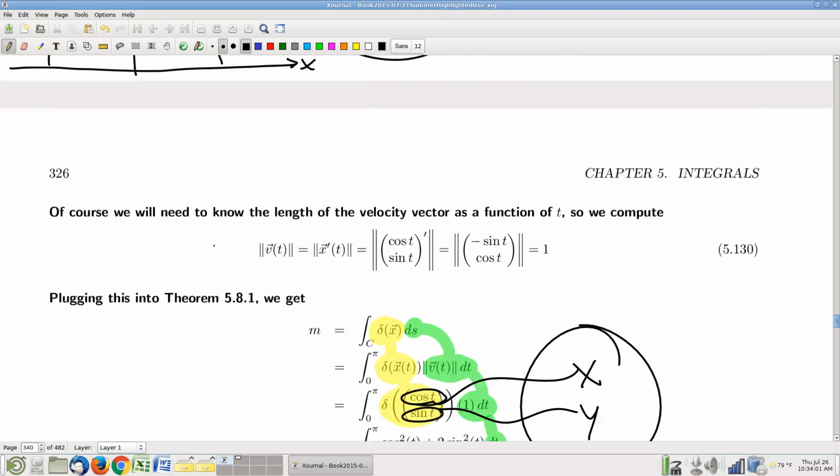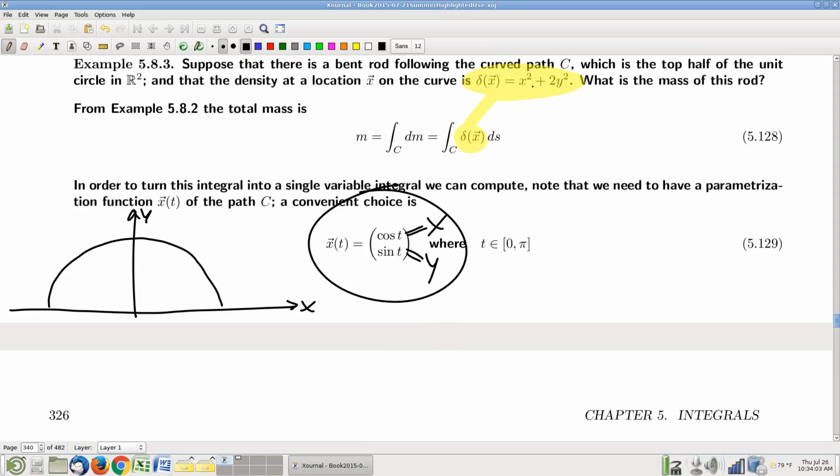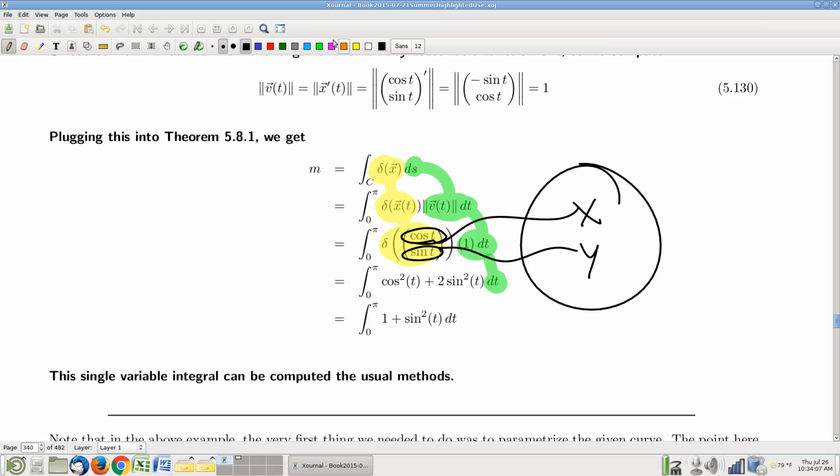Okay, so let's see here now. Our function, it's easy to lose track of this. The function is x squared plus 2y squared, and that turns into cosine squared plus 2 sine squared. And trig observation, you can rewrite that very nicely as 1 plus sine squared. Our dt, of course, comes along for the ride, and as promised, we have turned this into a Calc 1 problem.